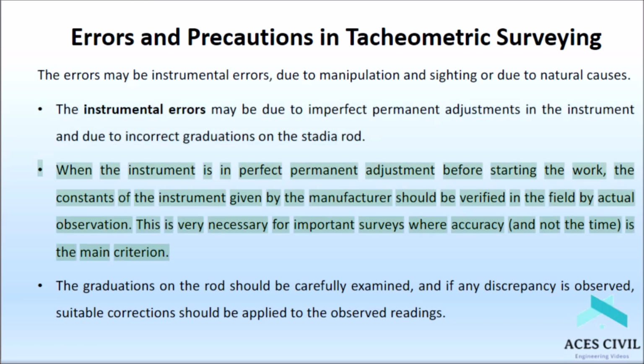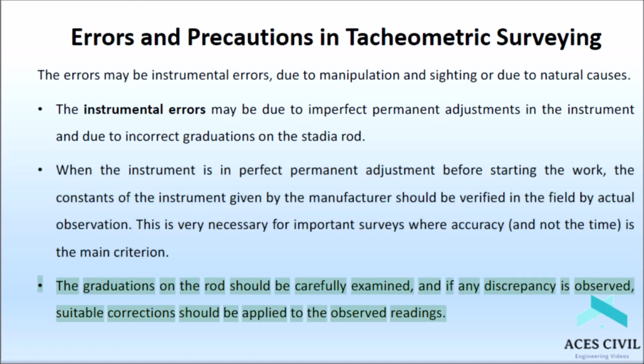When the instrument is in perfect permanent adjustment before starting the work, the constants of the instrument given by the manufacturer should be verified in the field by actual observation. This is very necessary for important surveys where accuracy, and not the time, is the main criterion. The graduations on the rod should be carefully examined, and if any discrepancy is observed, suitable corrections should be applied to the observed readings.